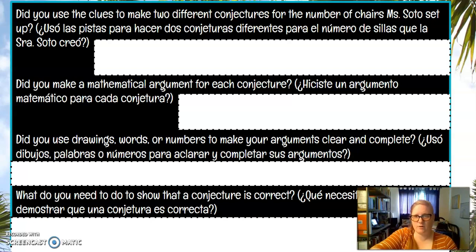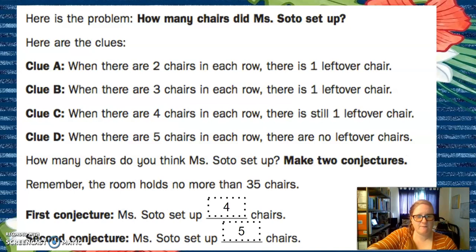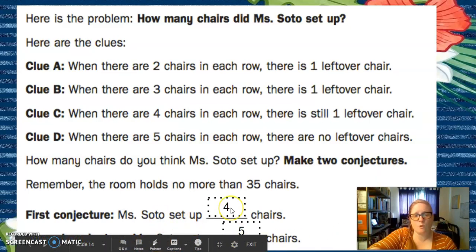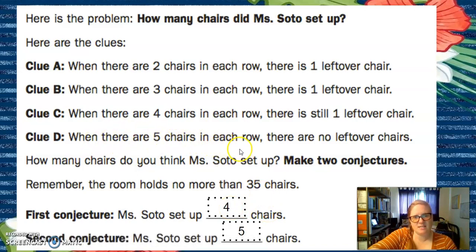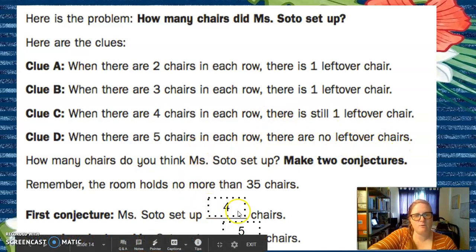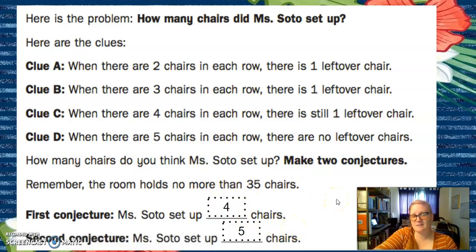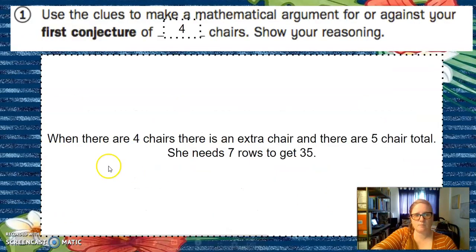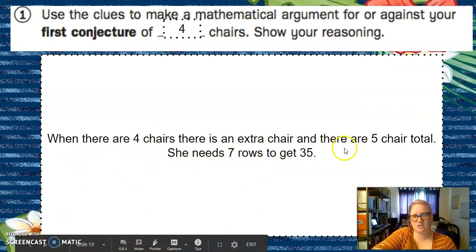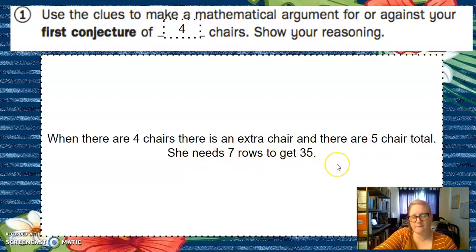So let's just go over one student's example. First conjecture is that Miss Soto set up 4 chairs. Now, that's interesting because when there are 5 chairs in each row, there are no leftover chairs. So we know that 4 already does not go into clue D. Second conjecture is that Miss Soto set up 5 chairs. So we can check that and see if that is correct. And it says when there are 4 chairs, there is an extra chair. There are 5 chairs. She needs 7 rows to get to 35.